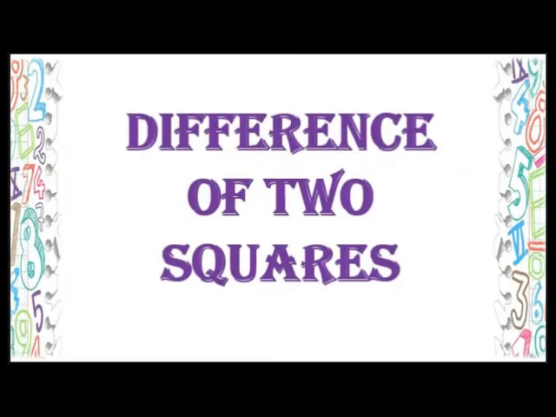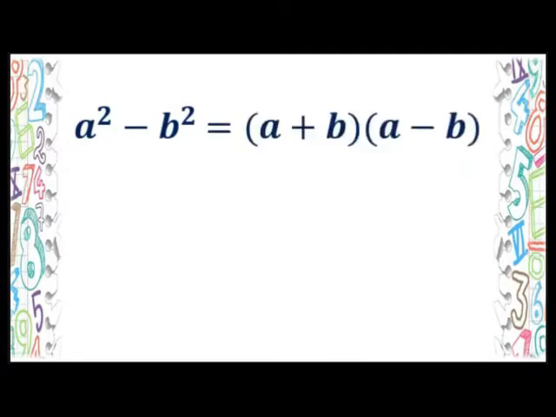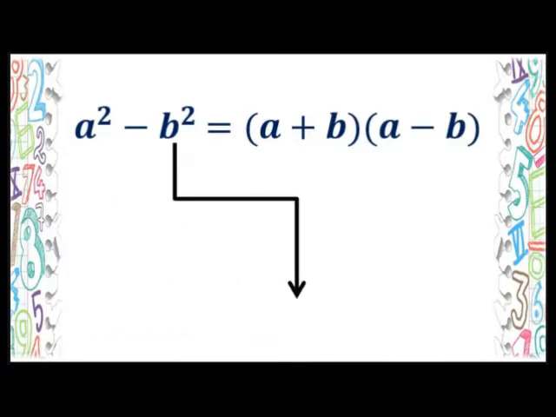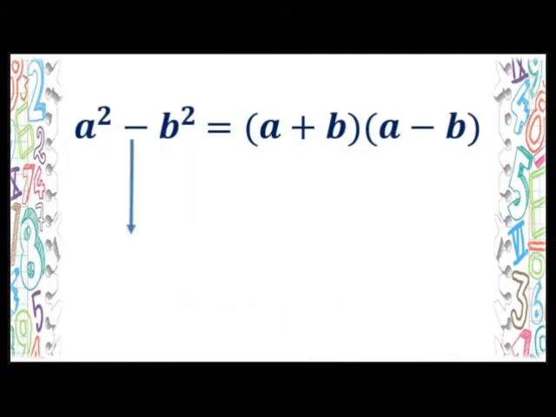For difference of two squares, from the product a squared minus b squared to the factors a plus b times a minus b. You can say that it's a difference of two squares if the first term of the binomial is a perfect square and the second term of the binomial is also a perfect square and the operation is minus or subtraction.